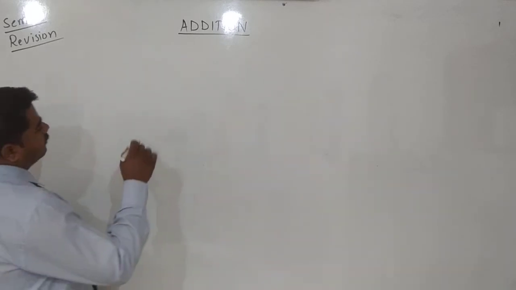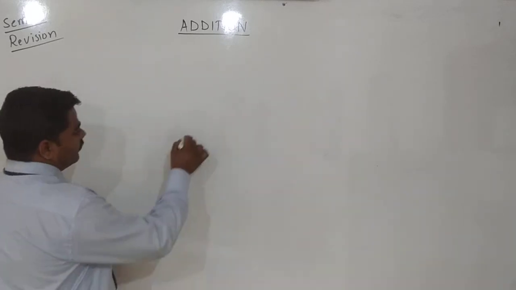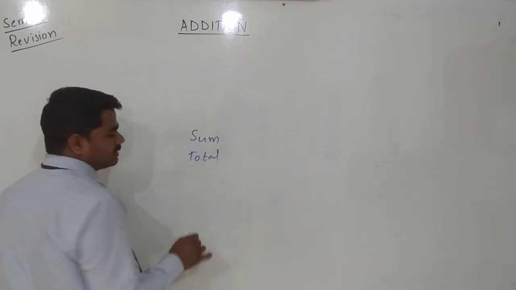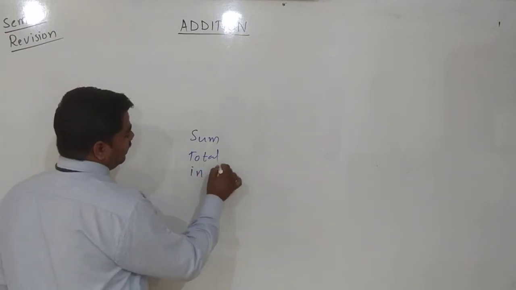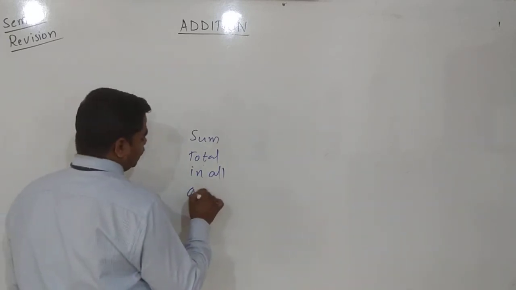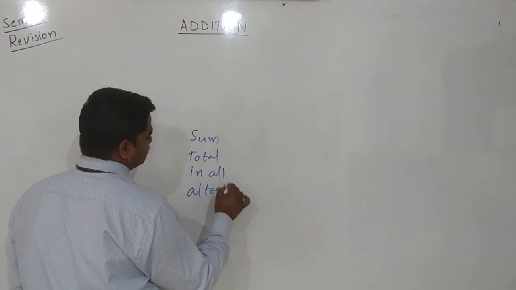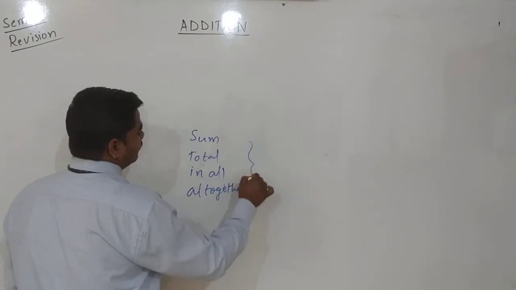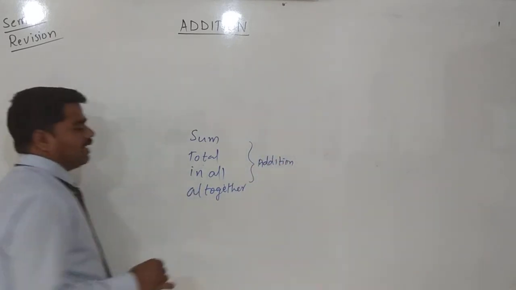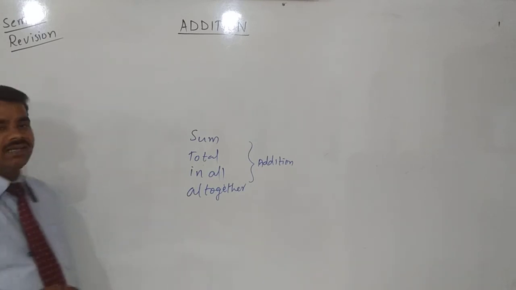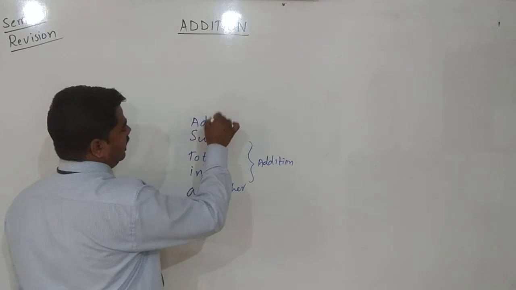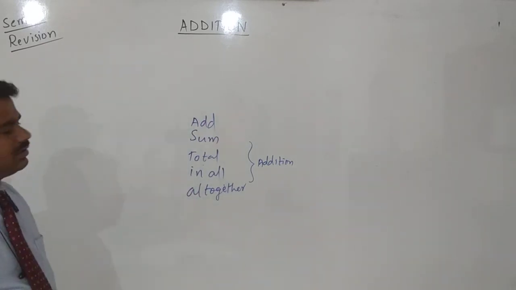In a story problem or in the question, if "find the sum" is there, it implies addition. Find the total, it implies addition. How many are there? How many in all? In all, it implies addition. Then, all together. All these words imply addition. If any one of these words is in the story problem, then we can solve it as an addition problem. Yes or no? Sums or add. Add means we can add the numbers.